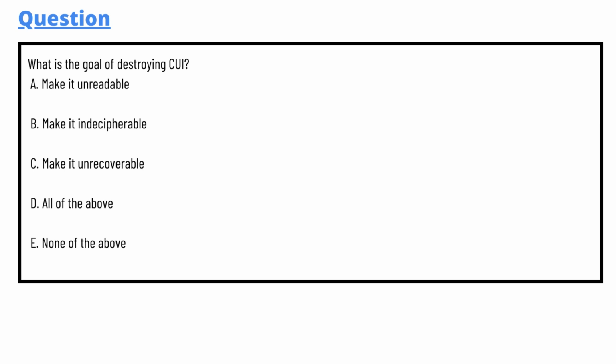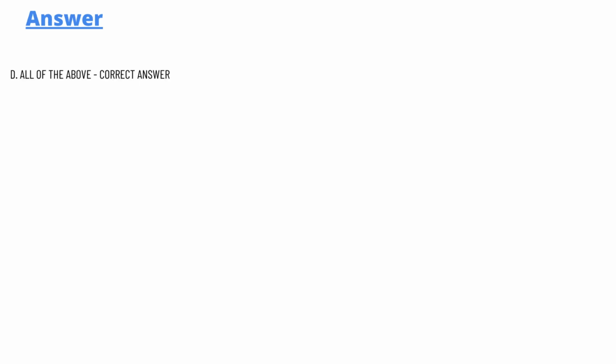So our question today is: what is the goal of destroying CUI? We have some options here. Option A, make it unreadable. Option B, make it indecipherable. Option C, make it unrecoverable. Option D, all of the above. And option E, none of the above. The correct answer to the question is all of the above, option D.